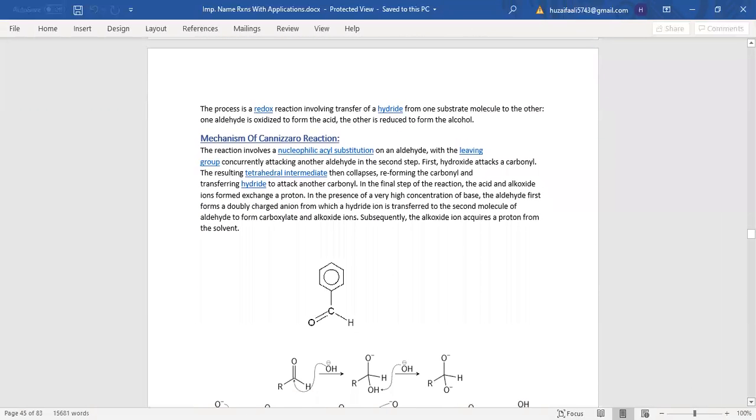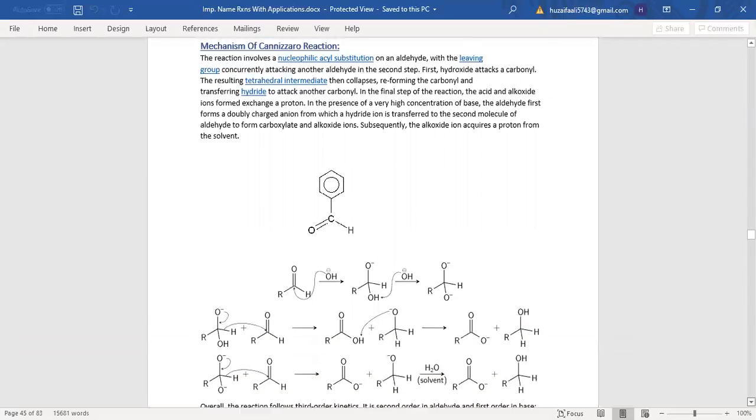The process is a redox reaction involving transfer of a hydride from one substrate molecule to the other. One aldehyde is oxidized to form the acid, the other is reduced to form the alcohol. Mechanism of Cannizzaro reaction.